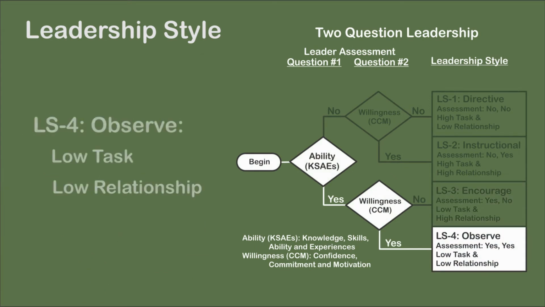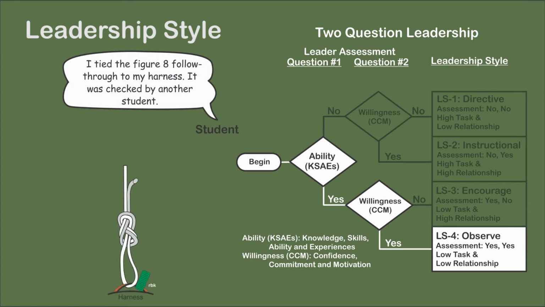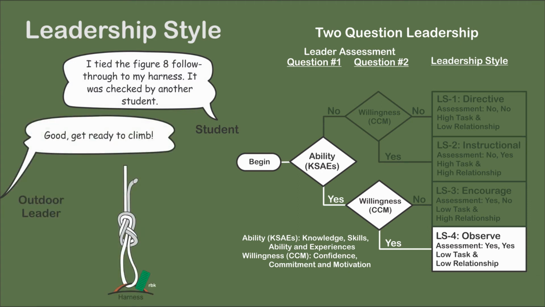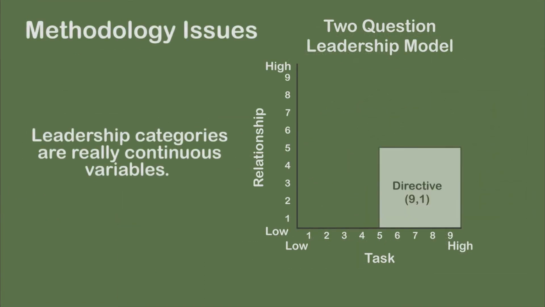The fourth leadership style is LS4, observe. The follower has the ability and willingness to perform the task or activity. Let's go climb. The leader observes the follower, periodically assessing their ability and willingness. Three additional considerations.